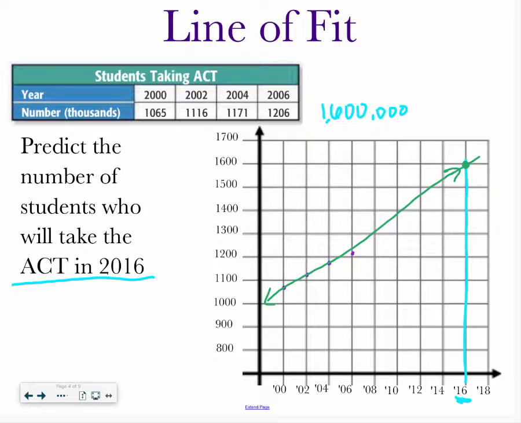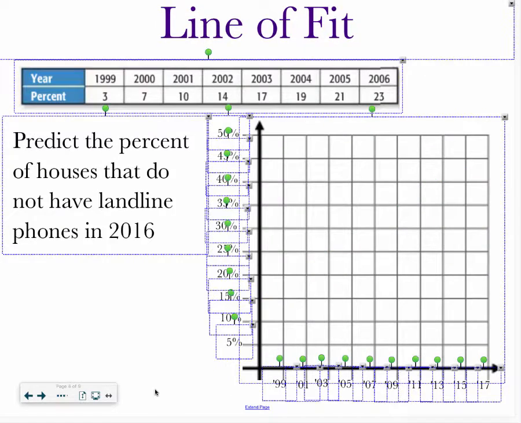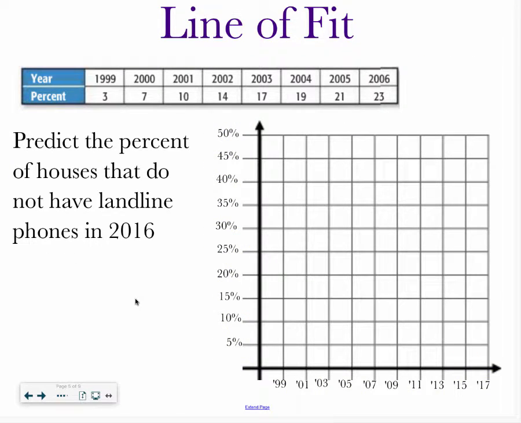So step 1, graph the data points. Step 2, use a ruler to try to draw a line that is about halfway between all of the data points.